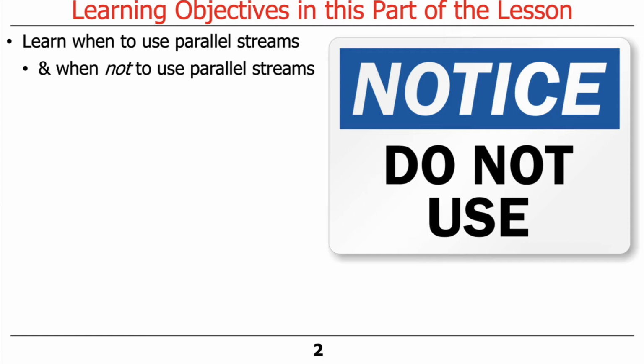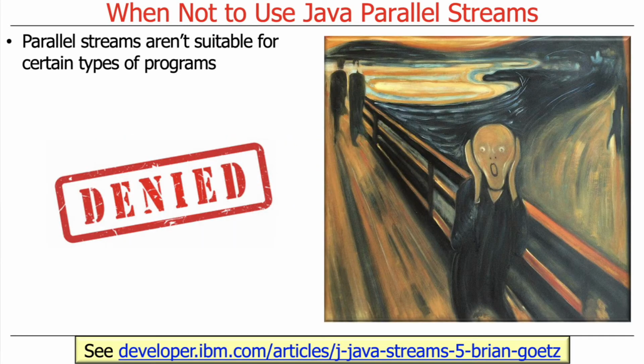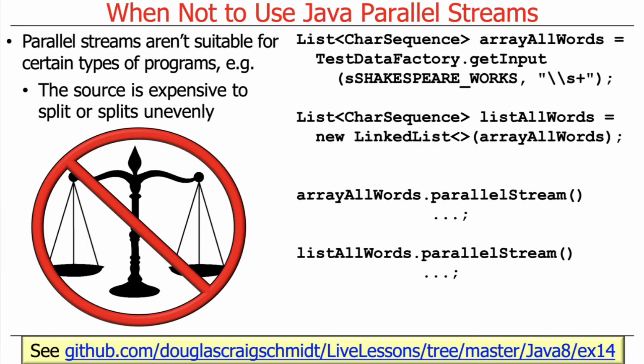Knowing when not to do something is almost as important as knowing when to do it, because it'll save you from making your code parallel and then wasting time because nothing's sped up. Certain types of programs are just not suited for parallel streams. We've seen this before. If the amount of time taken to split something is excessive, or the splitting leads to uneven splits, then it's not really a win to use parallel processing.